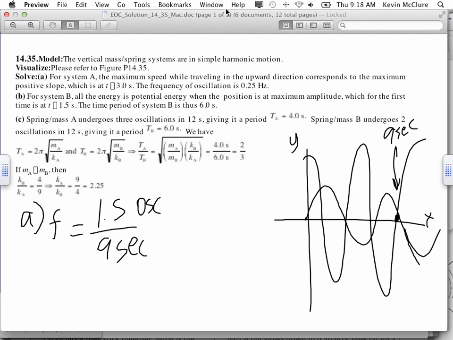Just double check to make sure that. I heard 1.25. Yeah, is that right? Is that right? Maximum speed while traveling in the upward direction. They give us a frequency of 0.25. Okay, I'm going to take a picture of this and show us. Let's see if we get it together.